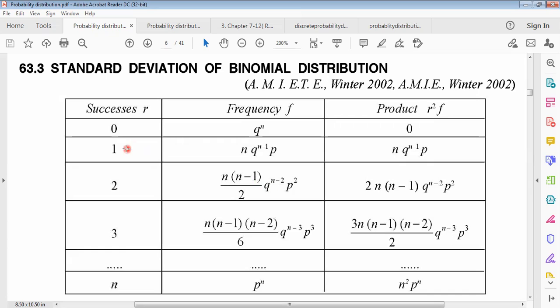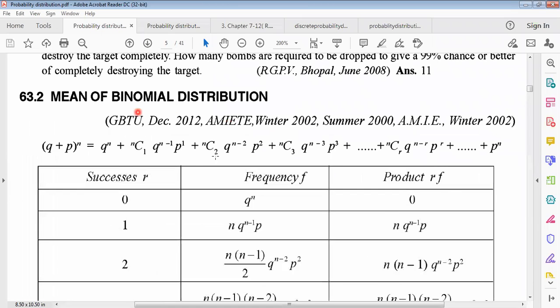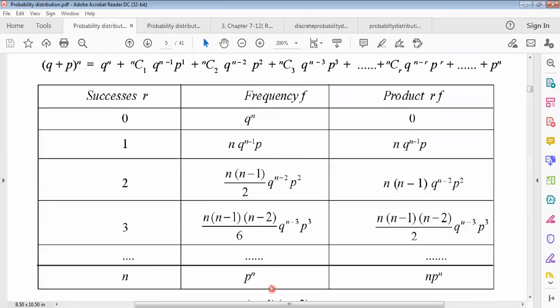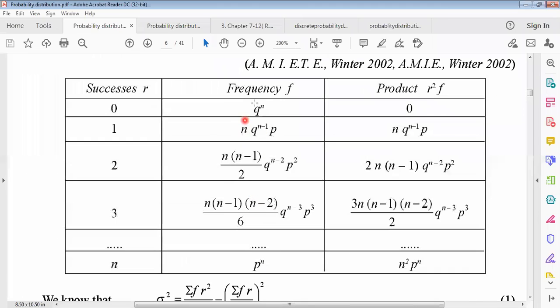That means successes 0, 1, 2, 3, up to n. These are actually our values, and the frequency will be the terms of the binomial series, similar to the mean. Okay, the frequency is the same as before: first term, second term, third term, fourth term, and last term.